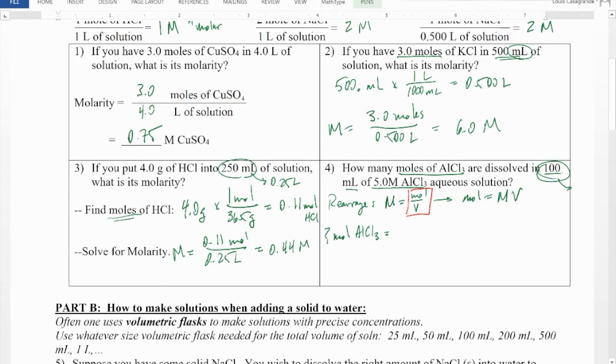to liters, and let's put a decimal point there for precision. No, I didn't do that on the 250. Let's do that on the 250. Doesn't really matter there. And we have 0.100 liters times, and the molarity was 5.0. Now we can split apart that unit, moles per 1 liter, and you see that the liters cancel out, and that's going to give us 0.50 moles of AlCl3.